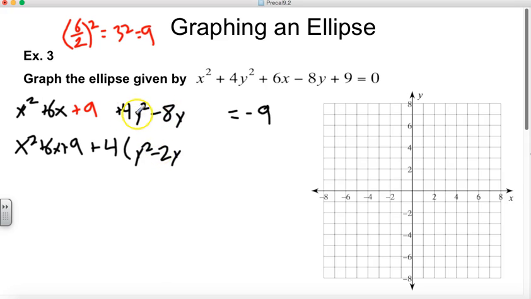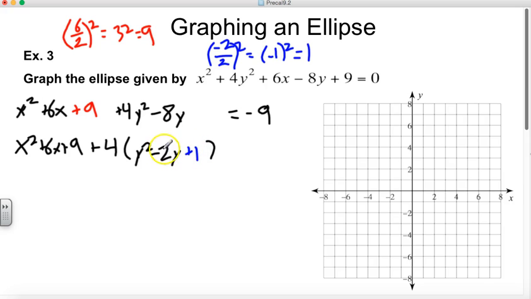Because I took a 4 out of both of them. Okay, now the place that I complete my square at is right here, so I'm going to take half of negative 2, and square that. So that's going to be negative 1 squared, which is 1. So I'm going to add in a 1 right here.